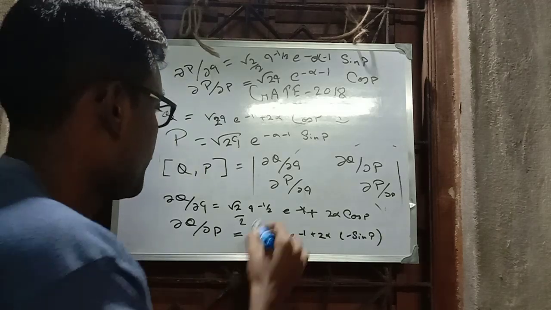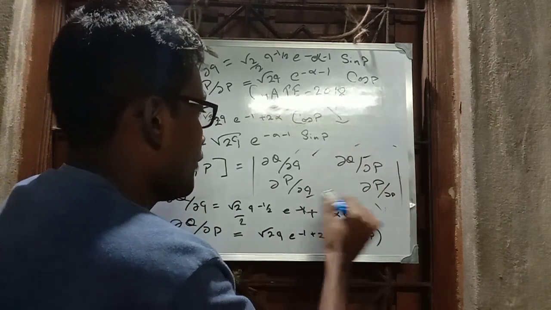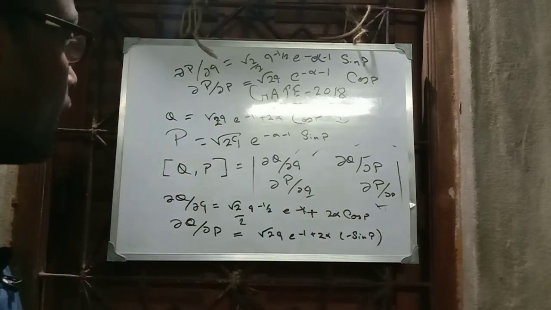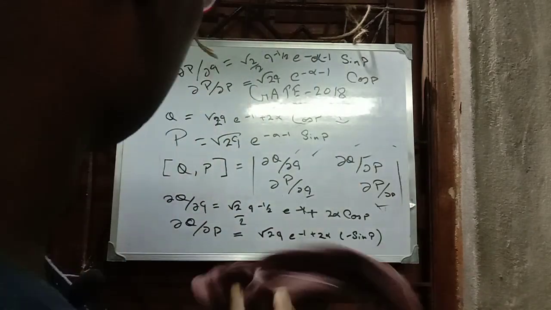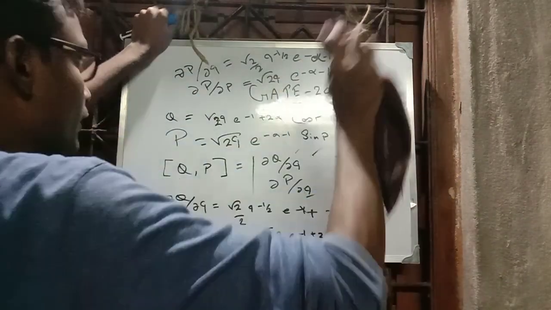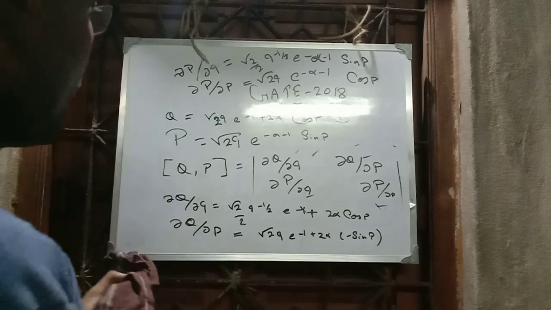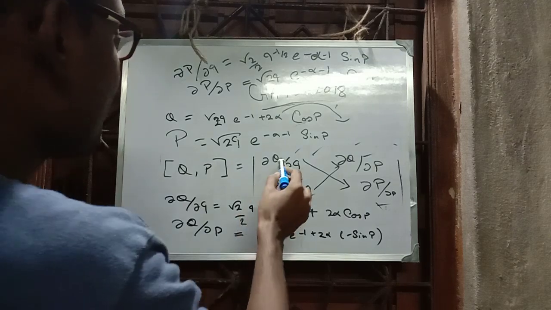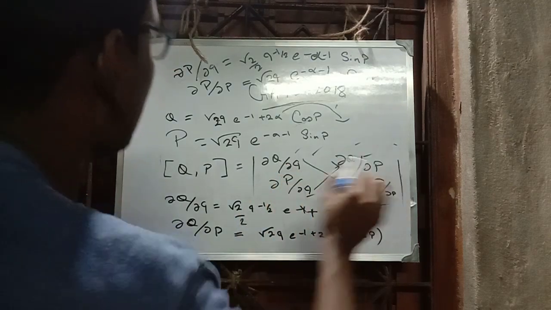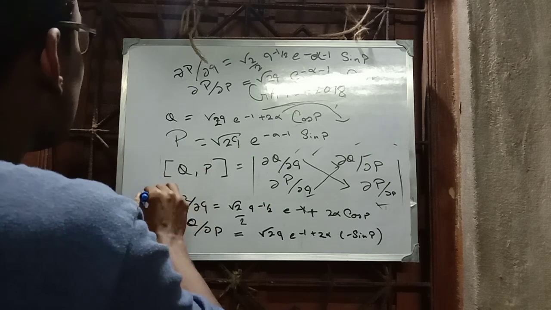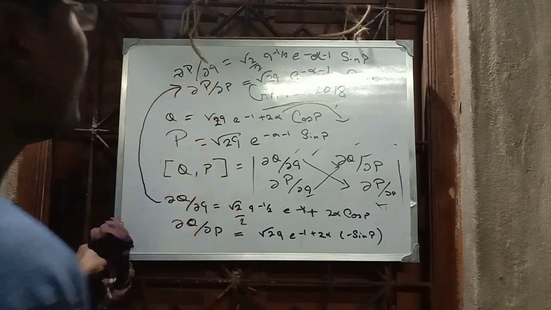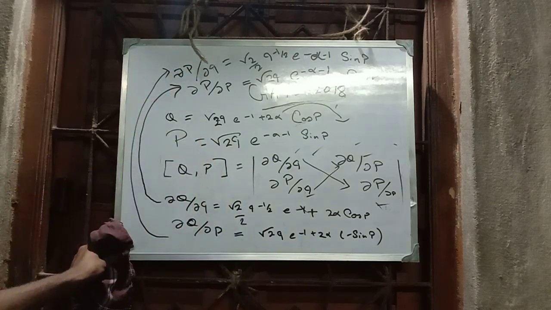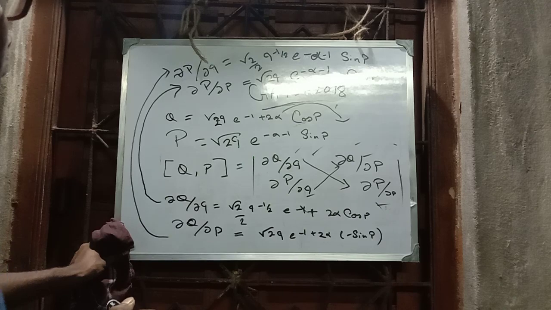so these are the values. Now we have to put these values in and find the result of this Jacobian matrix. After two or three steps we would get the result. The result would be like this into this minus this into this. That means ∂Q/∂q into ∂P/∂p minus ∂Q/∂p into ∂P/∂q, this into this minus this into this.